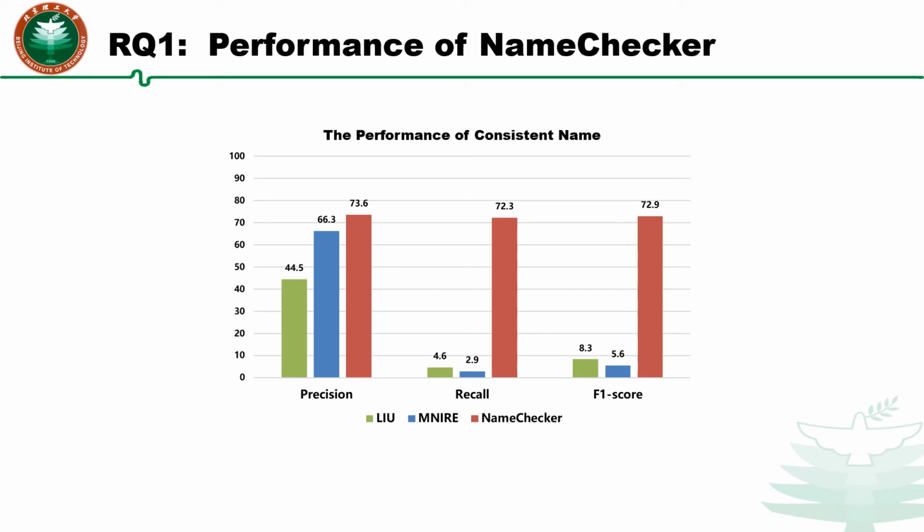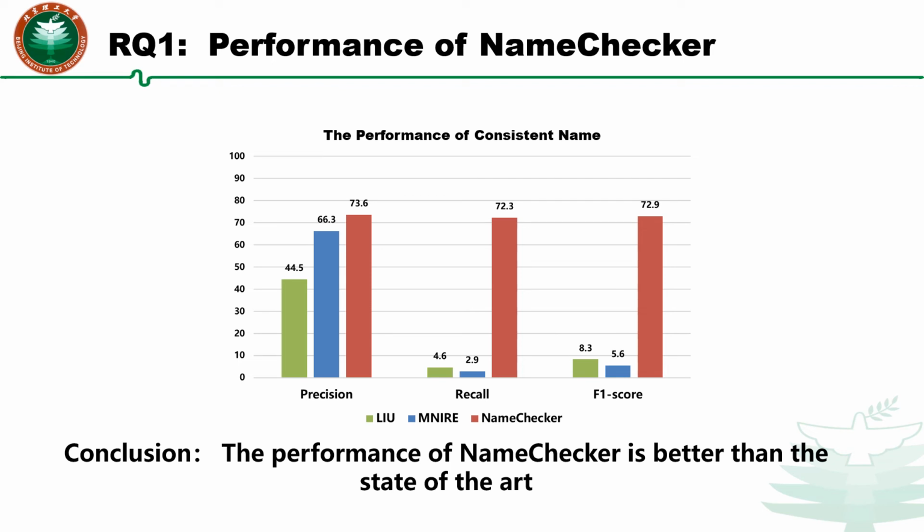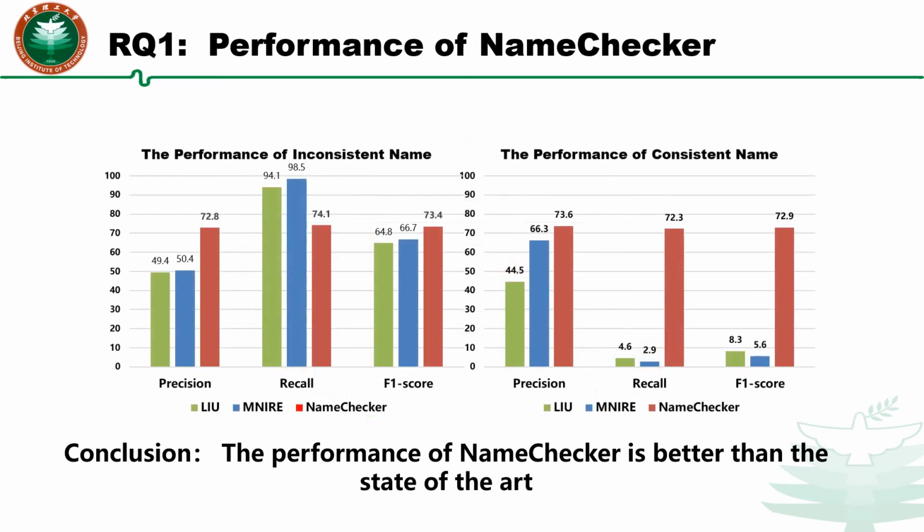And this picture is about the performance of identifying consistent method name. We can find that the NameChecker outperformed the other two methods in precision, recall, and F1 score, because too many test methods were identified as inconsistent by the other two approaches. So the recall of identifying consistent method name is extremely low. In a comprehensive comparison, the performance of NameChecker is better than the state-of-the-art.